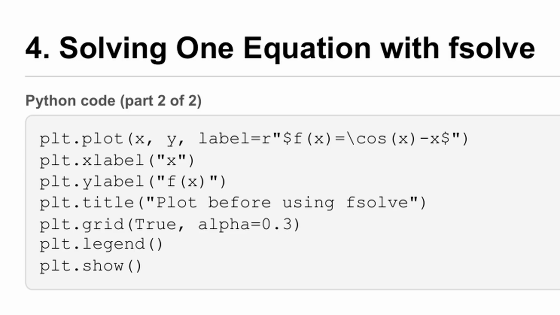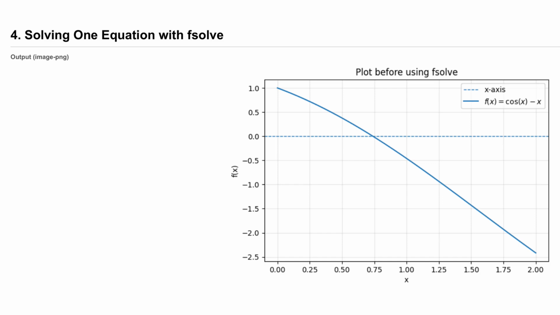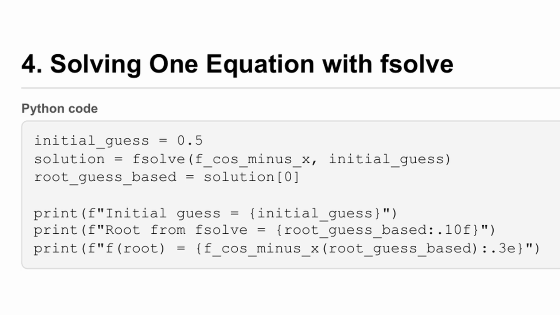Plotting is a crucial first step in any root-finding problem because it helps us choose a sensible starting point for our numerical solver. Looking at the generated graph, we can see the curve crosses the x-axis somewhere between 0 and 1. This visual confirmation tells us that an initial guess like 0.5 is a very reasonable place to start our search. Now we call fsolve, passing in our function and the initial guess.